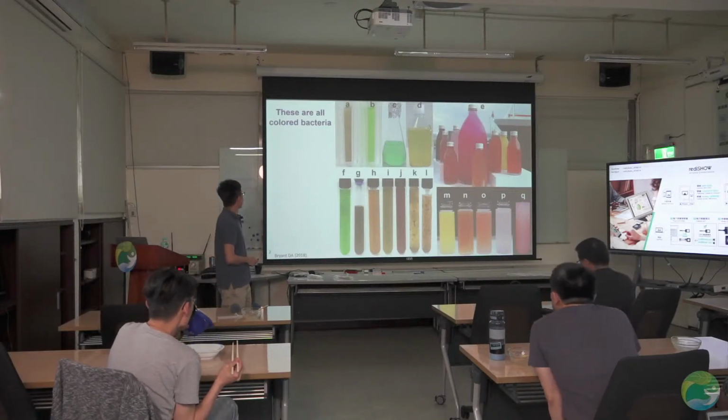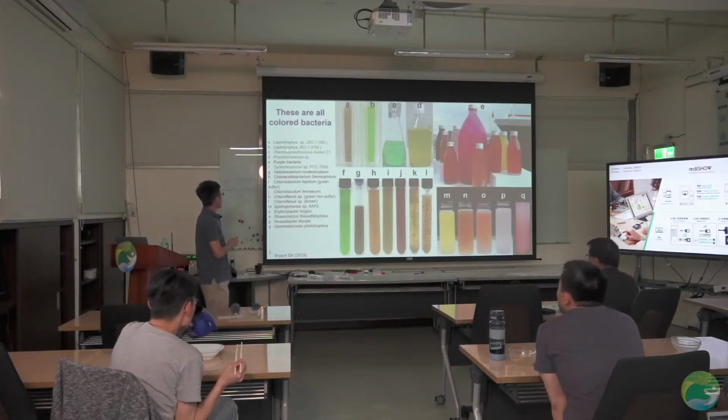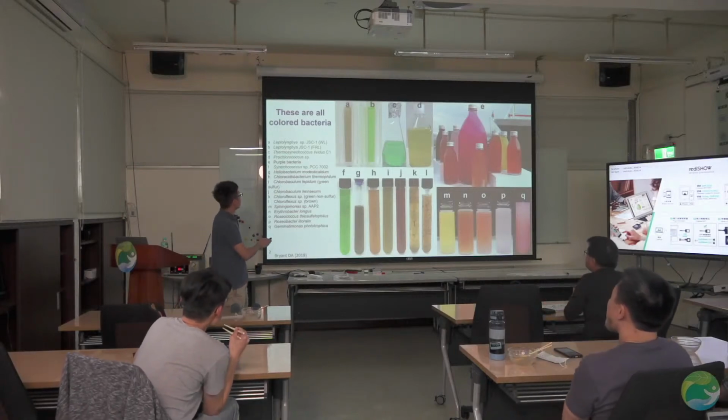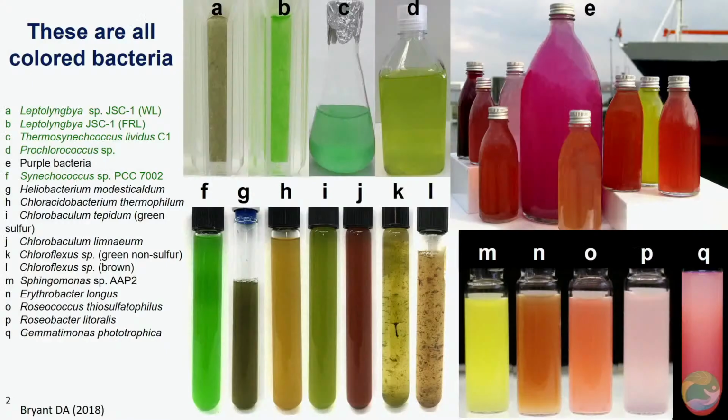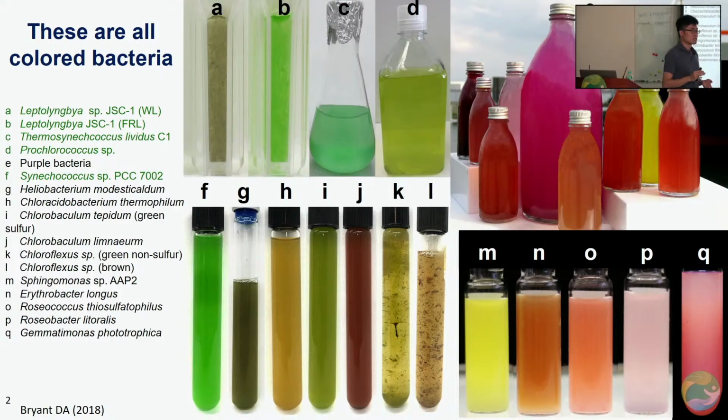Okay, here is the answer. Only 5 of them are cyanobacteria: A, B, C, D, and F. Although they are all colored bacteria, and some of them do photosynthesis as well, not all of them are cyanobacteria. And not all cyanobacteria are green, and not all green bacteria are cyanobacteria. Look at A: it looks very brownish, but it's cyanobacteria. And this one looks yellowish, it's also cyanobacteria.